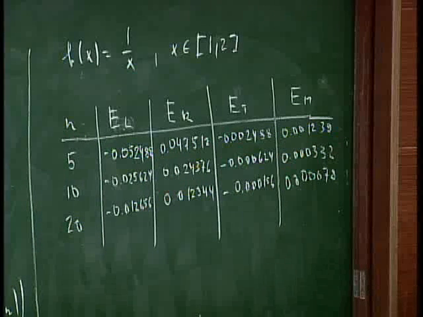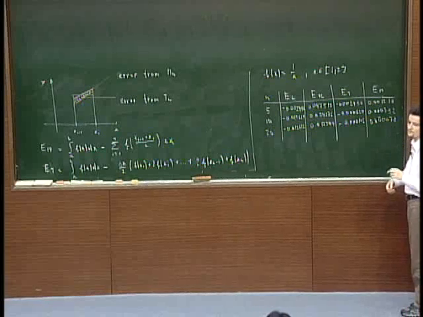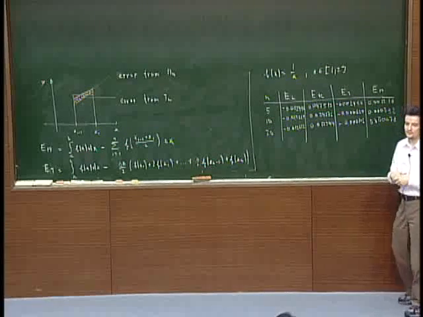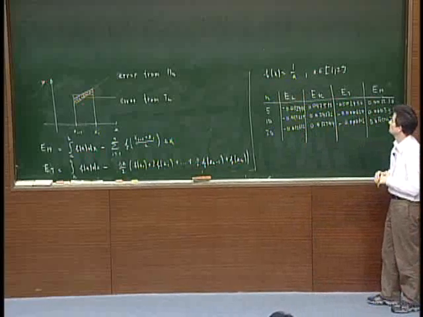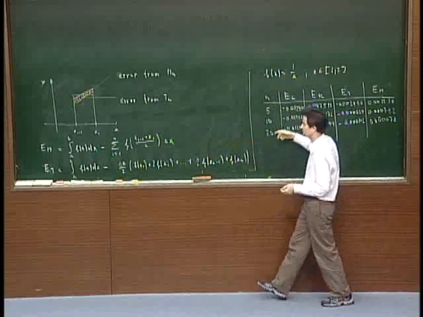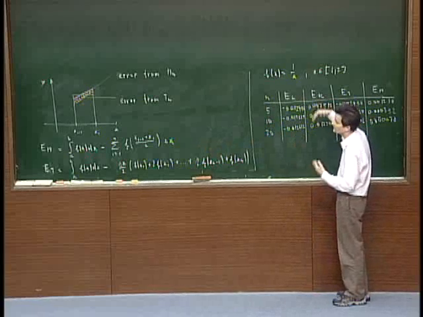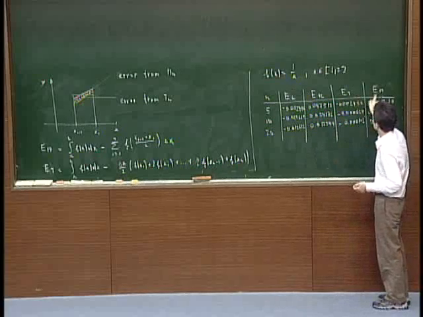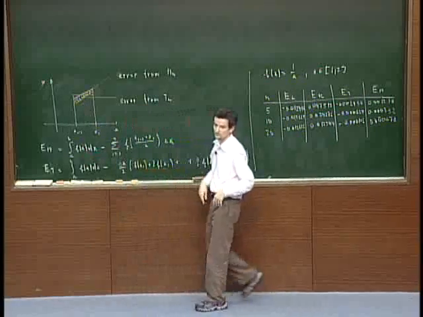But you see also a few more interesting things. Another thing which is quite obvious are the signs. Here you see always minus, plus, here minus, plus. Also this is no surprise because this function is decreasing. If the function is decreasing and you choose the left endpoint, you get something which is larger, so the error should be negative. The error is always negative because E_L overestimates the area. Here E_R underestimates the area because of the same reason, decreasing.